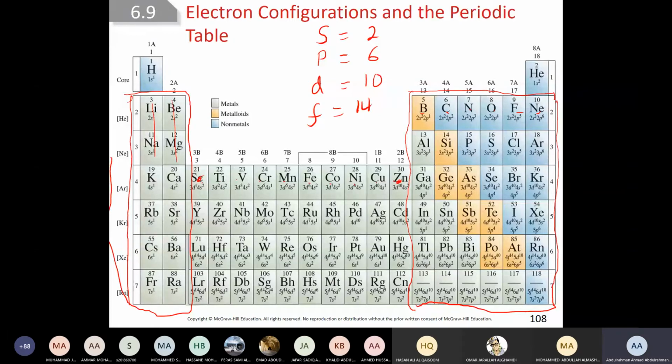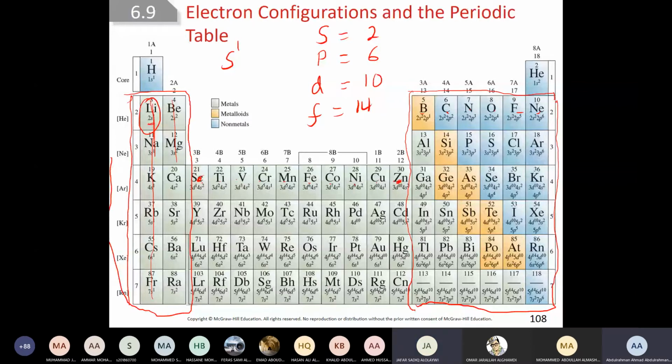You will find that the alkali elements will always end up with s1. What's the structure for the last orbital for lithium? It will be 2s1. For lithium, it will be 2s1. Okay? For sodium, what is it going to be?